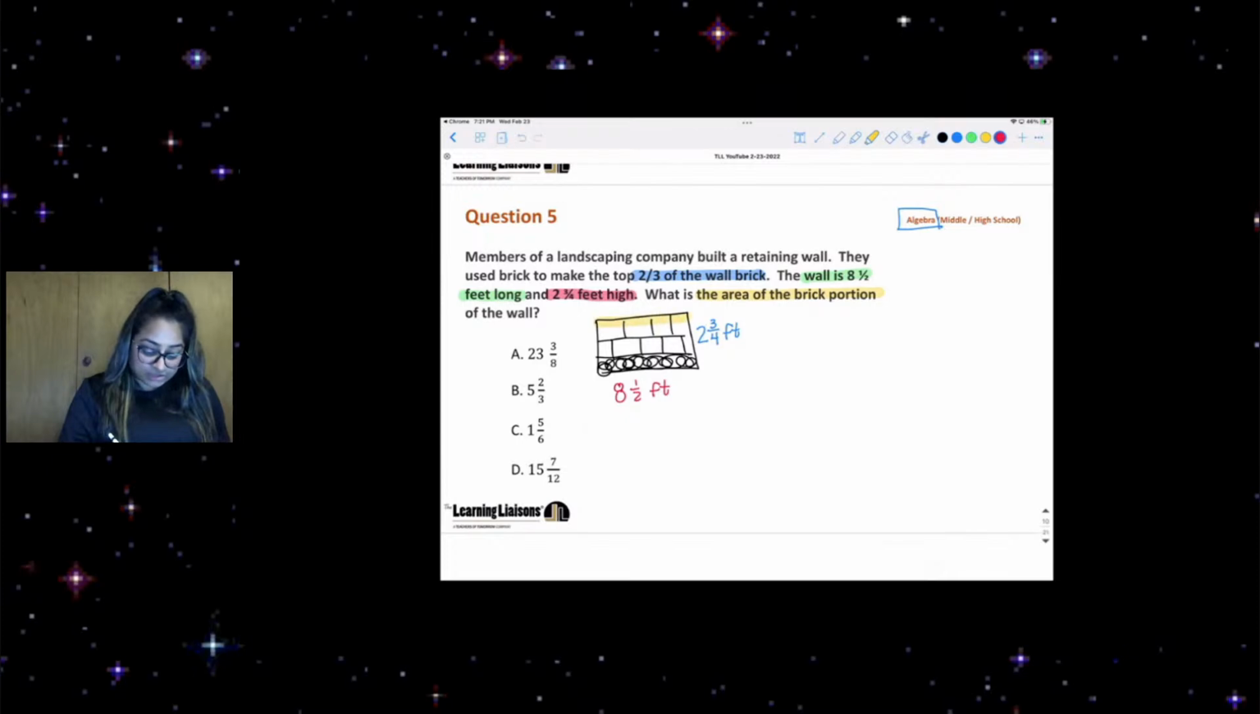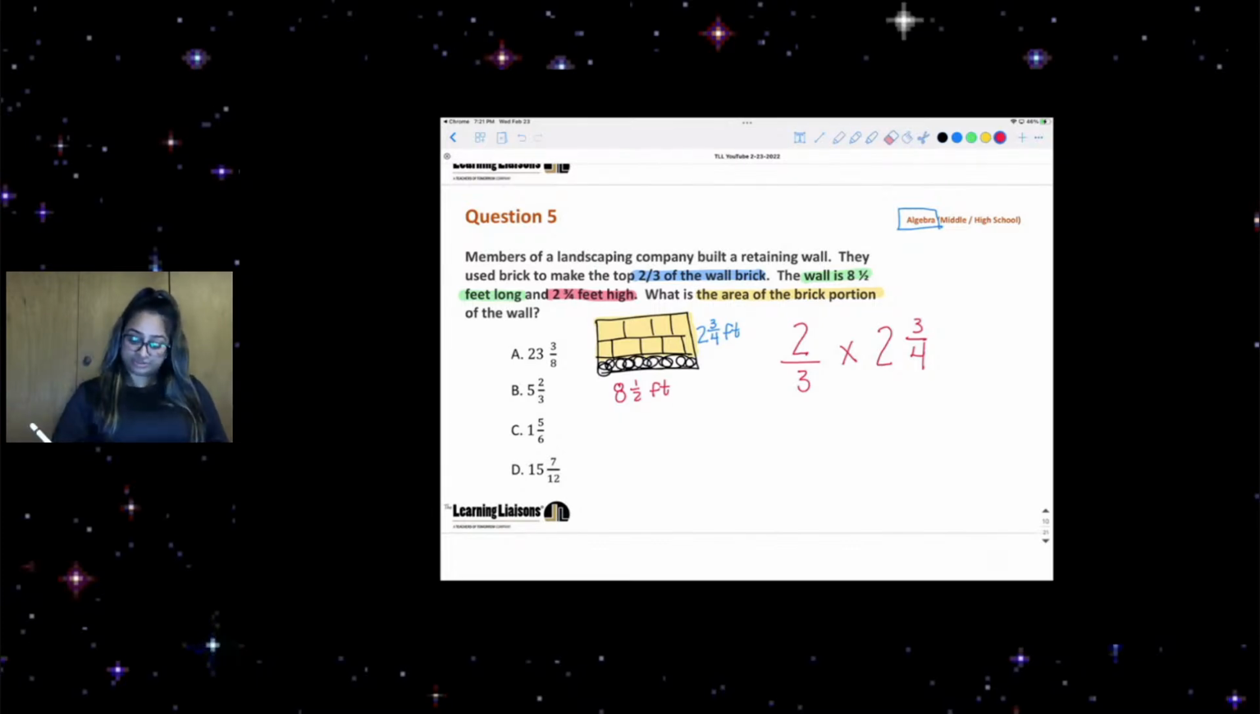Well, I have to figure out how large the brick portion is of that wall. I only need to know 2/3 of the actual wall. So what is 2/3 of 2 3/4 feet? Well, I gave you a hint on how to solve. We're going to do 2/3 of 2 3/4 feet. Okay, there's a nicer way to write it.